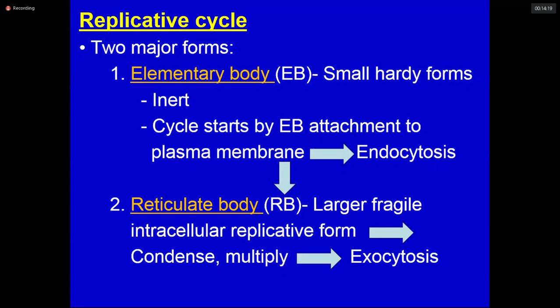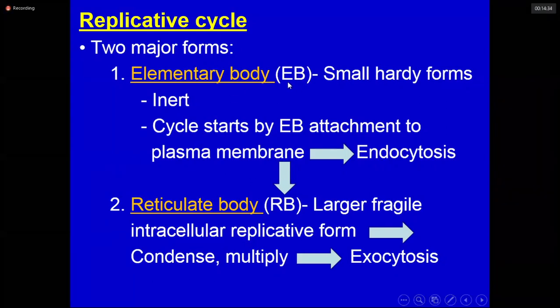Replicative cycle. Now the replication. There are two major forms of Chlamydia trachomatis regarding their replication: elementary bodies, EB, and reticulate bodies, RB. So we are speaking about EB and RB. The elementary bodies are characterized as small, hard forms, inert.